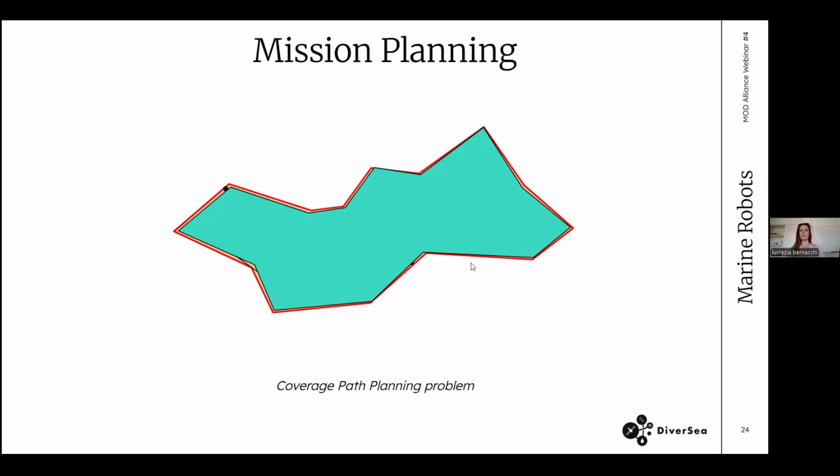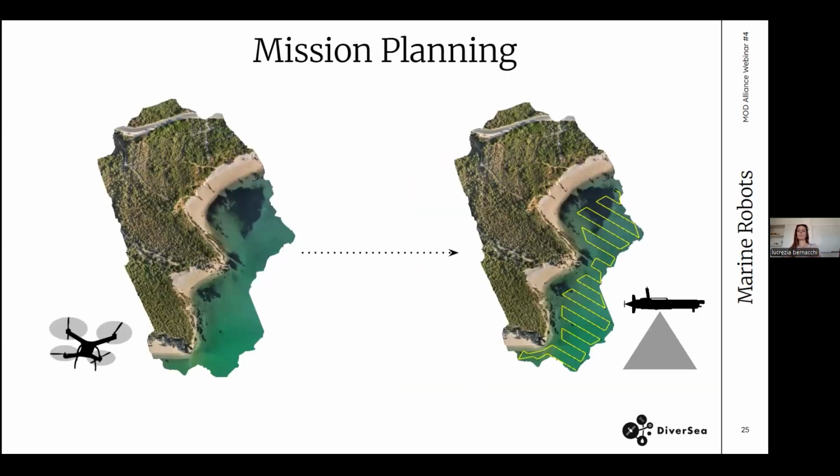The literature is plenty of different solutions and methods to address this problem. In the context of DiverSea, we are trying to develop our strategy for this problem, and we want to do it in a bigger picture, meaning that we want to have as input an orthomosaic, so an image which is georeferenced, previously acquired with a survey with the drone, and then with this image we want to obtain as output an optimal mission for the LOV in order to cover all the area of interest.